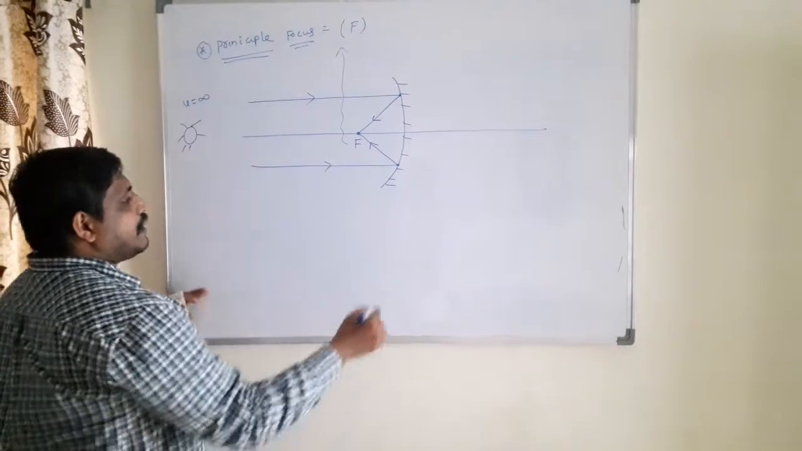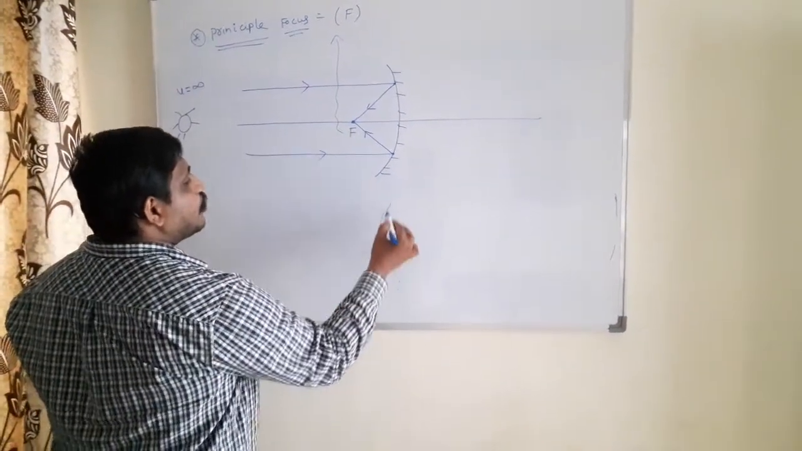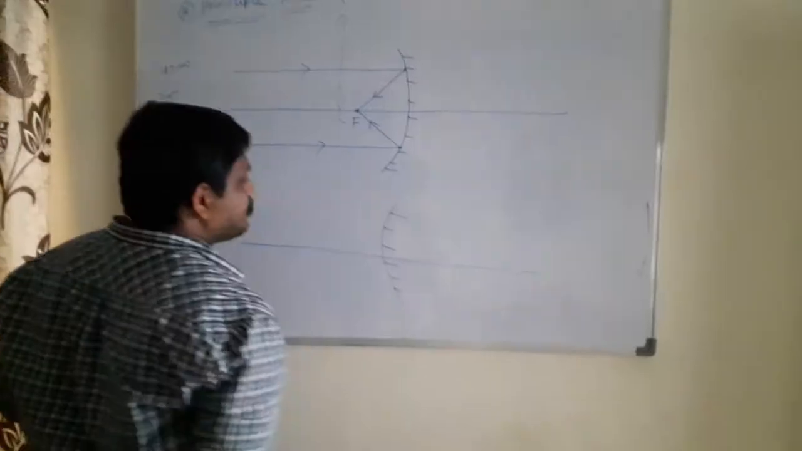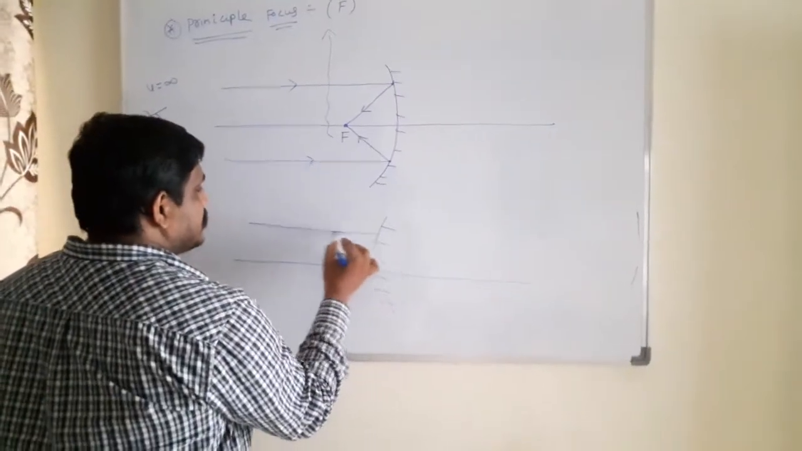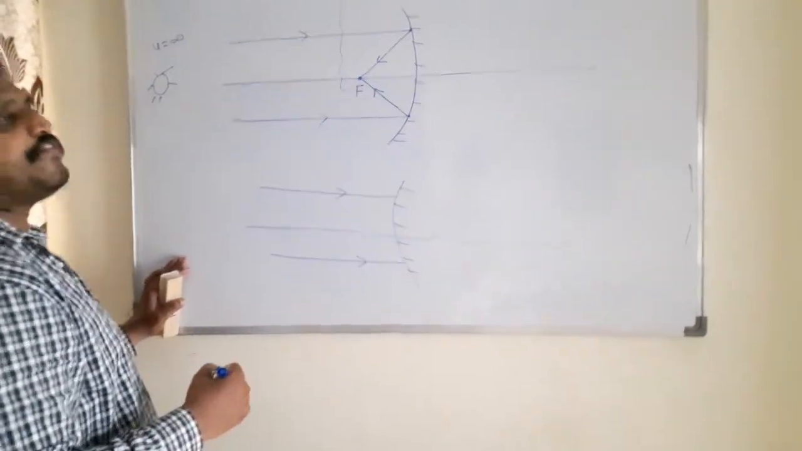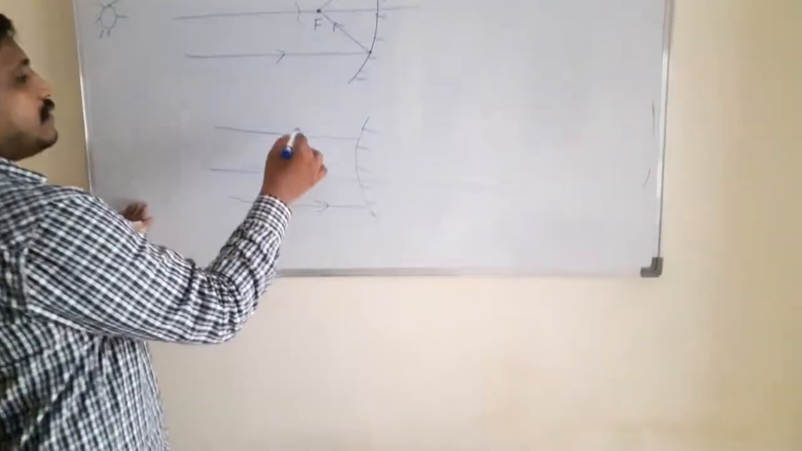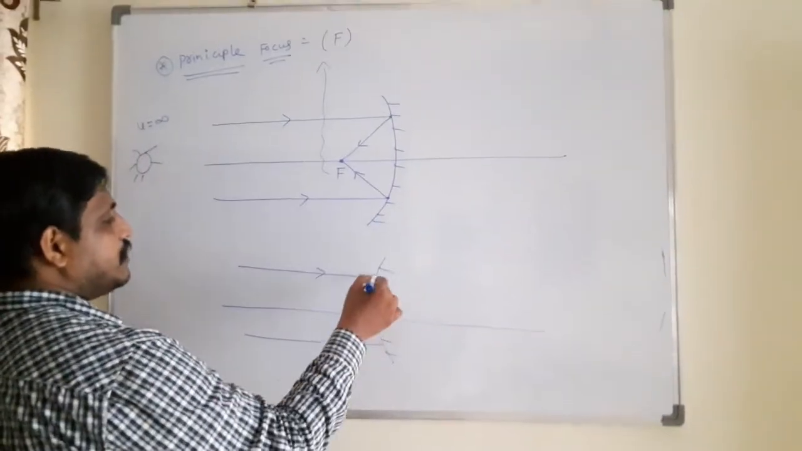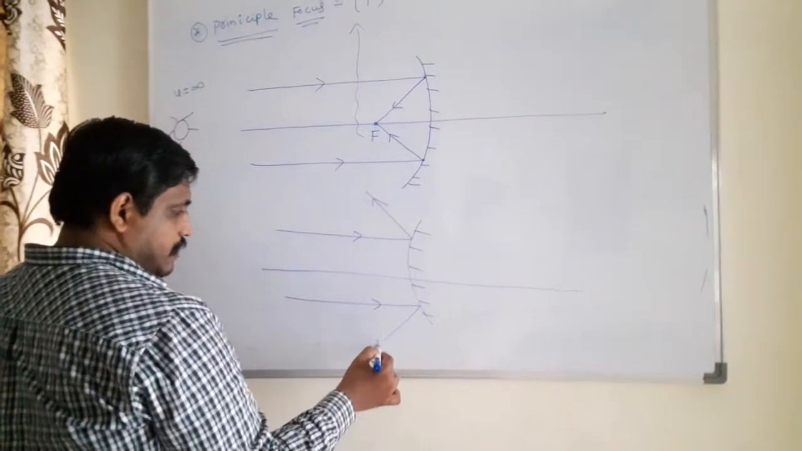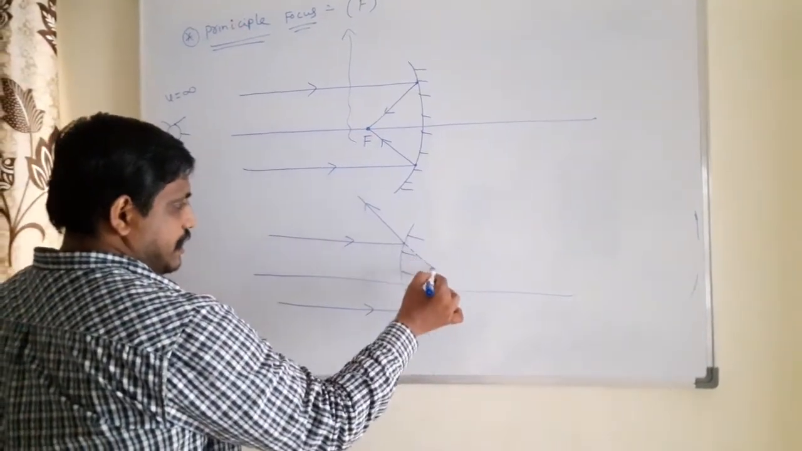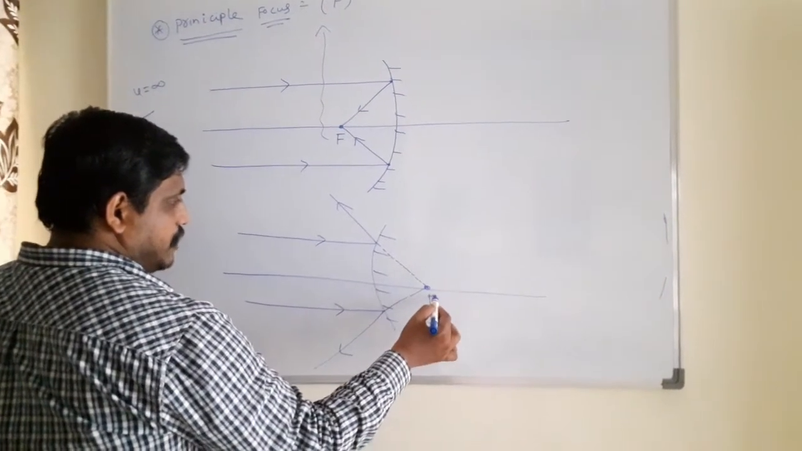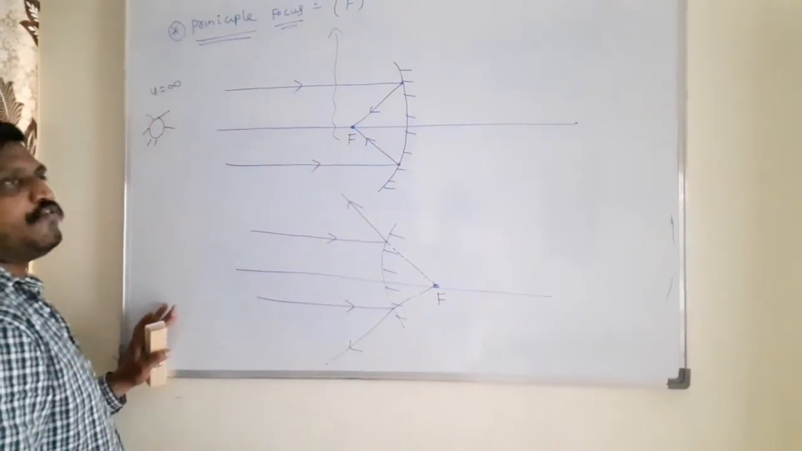For example, I draw a convex mirror. Look here, all of you. This is the principal axis. These rays are parallel rays, meaning light rays coming from infinity; the object is at infinity. These rays are reflected here, and when extended they meet at a single point. That single point is called the principal focus.